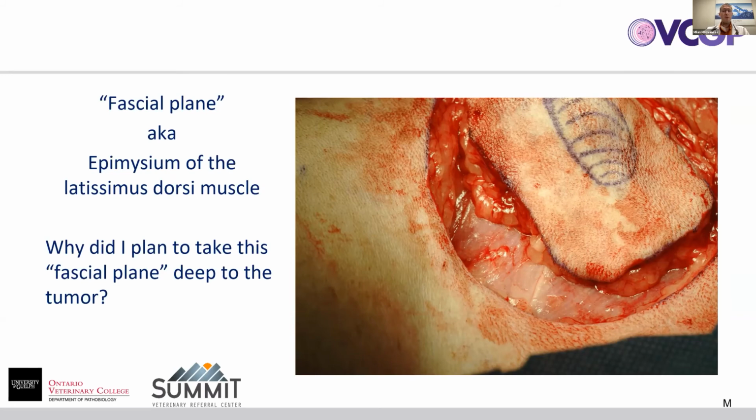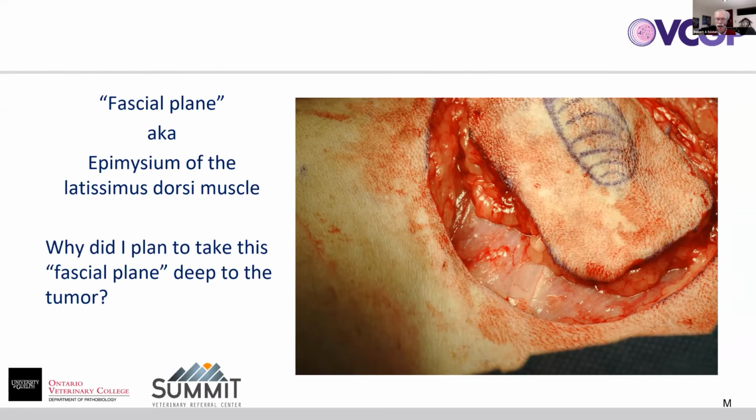Based on my preoperative CT scan, I knew that this tumor did not seem to even contact that epimysium, at least grossly, from what I could see on the CT. And so I plan to remove that epimysium en bloc as a single unit to act as my deep fascial plane, or my deep anatomic barrier to tumor invasion, and hopefully prevent any sort of tumor cells from being found at the surgical margin.